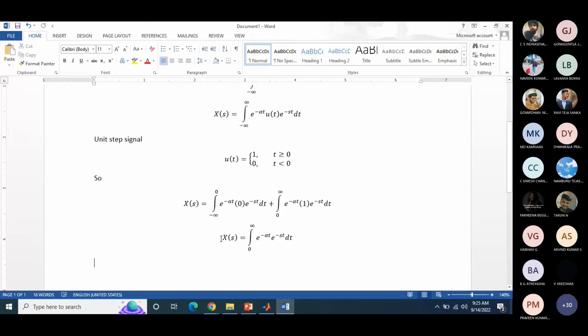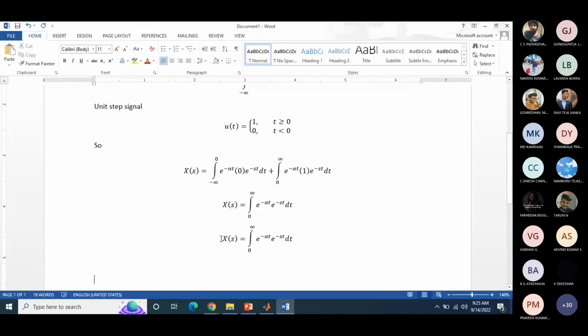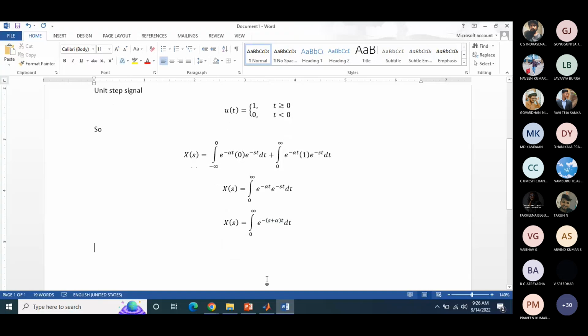Are you getting the idea? Now I can combine these two, correct? E power minus st, e power minus s plus. So this can be written as s plus alpha, correct? Am I correct? Now what is the integral of e power minus of s plus alpha t?